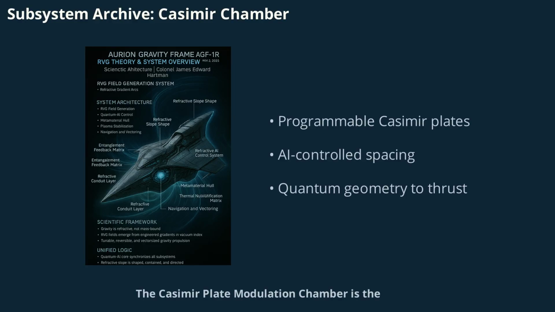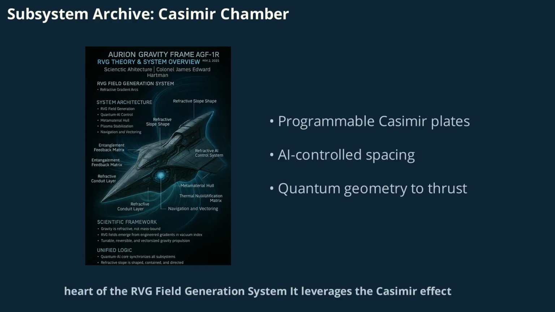The Casimir plate modulation chamber is the heart of the RVG field generation system. It leverages the Casimir effect, where vacuum energy density is altered between two closely spaced conductive plates. In the AGF-1R, this principle is extended. Plate geometry is programmable, spacing is dynamically adjusted by AI, and the resulting field output is vectorized through refractive slope shaping. The subsystem converts quantum geometry into usable thrust, forming the basis for gravity-like field generation without reliance on traditional mass.